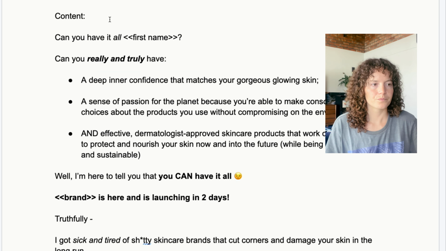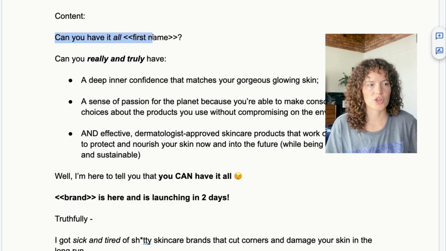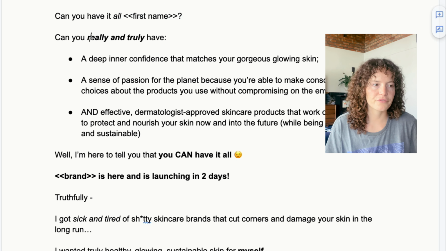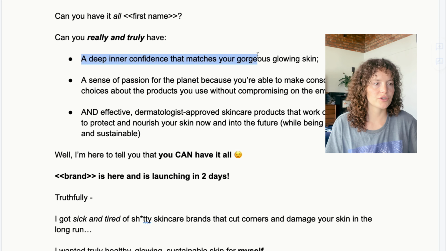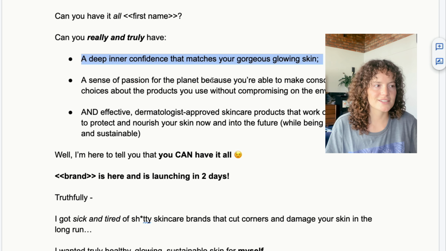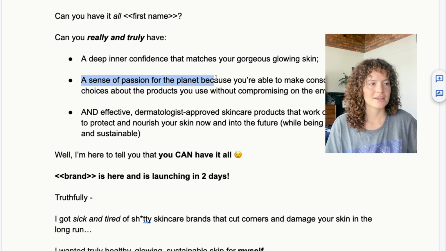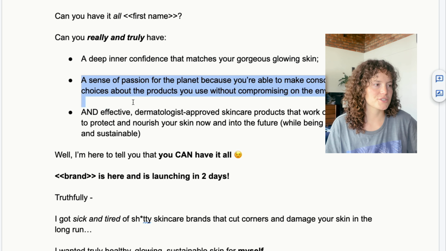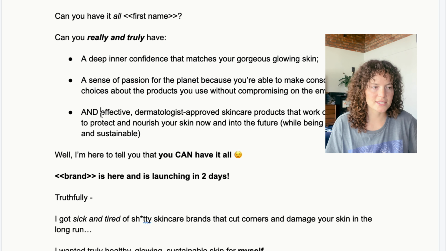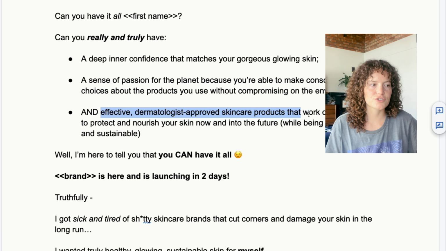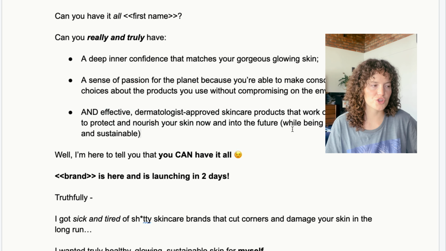So here I paint the picture from the get-go. "Can you have it all, first name? Can you really and truly have a deep inner confidence that matches your glowing skin, a sense of passion for the planet because you're able to make conscious, ethical choices, and effective dermatologist-approved skincare that works on multiple levels to protect and nourish your skin now and into the future?"